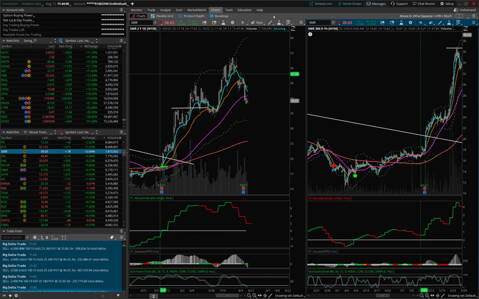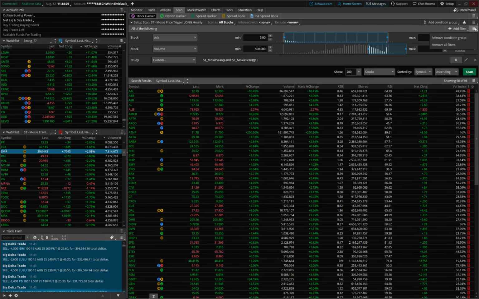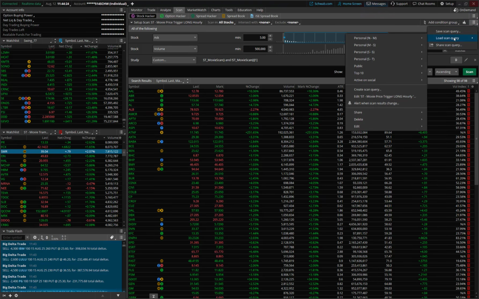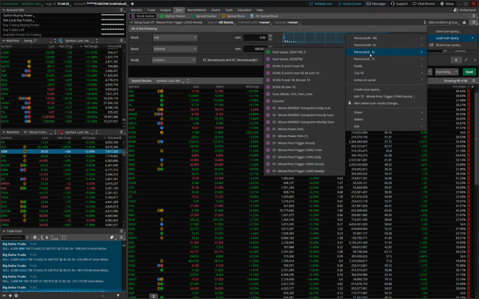And then let me show you if you can actually go into the actual scan. So if you come over here, you click on scan, do this, and when you buy this from Simpler Trading, you'll have it already downloaded, and then you'll put it into Thinkorswim. And then you come over here and say load scan query, and I already have these preloaded. You're going to say Moxie scan trampoline hour, or I think we have ST, there we go, ST Moxie price trigger hourly. And you just click on those, there you go.